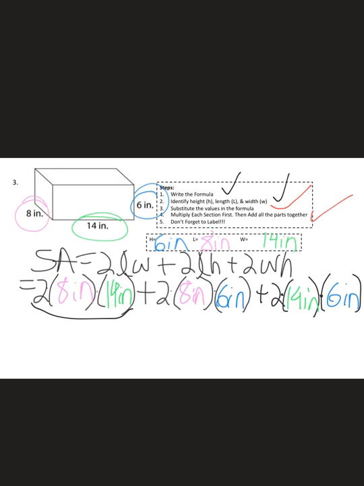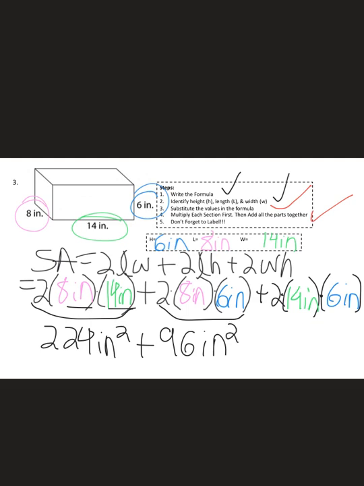So 2 times 8 inches times 14 inches gives me 224 inches, remember, squared. So I'm multiplying inches times inches, that gives us squared. And then we're going to go to the next section. So 2 times 8 inches times 6 inches gives us 96 inches squared. I'm just plugging this into my calculator. And then I have 2 times 14 inches times 6 inches, which gives me 168 inches squared.